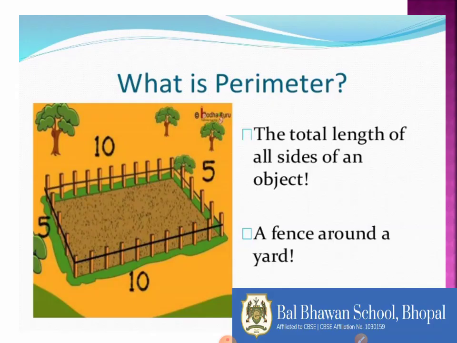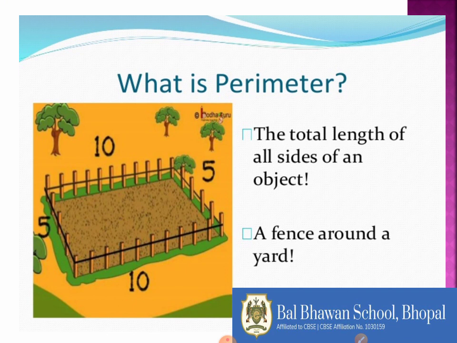Let us start with the concept of perimeter first. Perimeter is the total length of all the sides of an object. So when we talk about perimeter, it means it is the sum of the boundary of a closed shape.